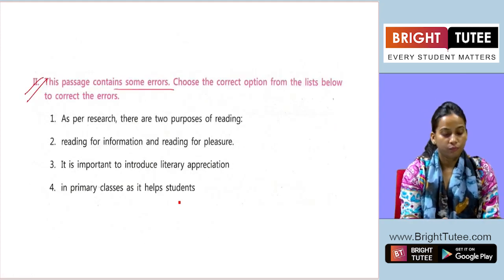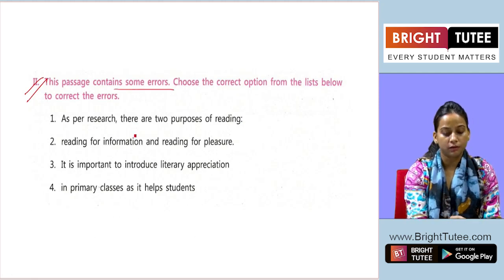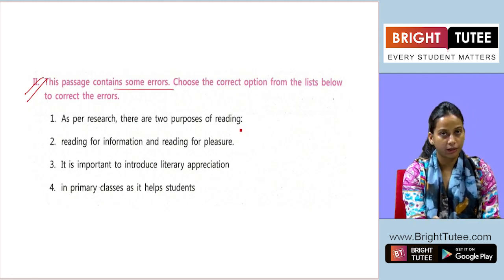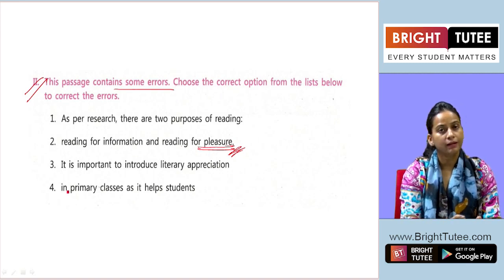Here, we can see as per research, there are 2 purposes of reading: reading for information and reading for pleasure. So, we need to keep focus that one question they have asked based on that. Clear? So, we have to find out the most suitable word for pleasure out of that. So, firstly, we'll do the reading part and then we'll start attempting the questions based on it.